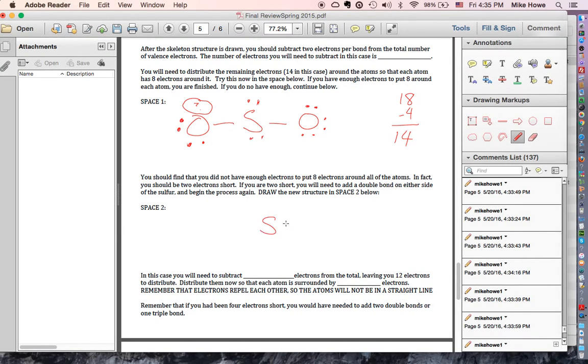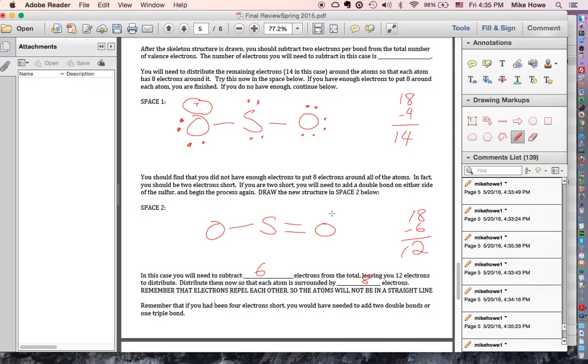So we're going to put in a double bond. In this case, I need to subtract 6 because there are 3 bonds. When we subtract 6 from the total, that gives me 12 to distribute, because 18 minus 6 is 12 this time. And I want to have 8 electrons around everything.